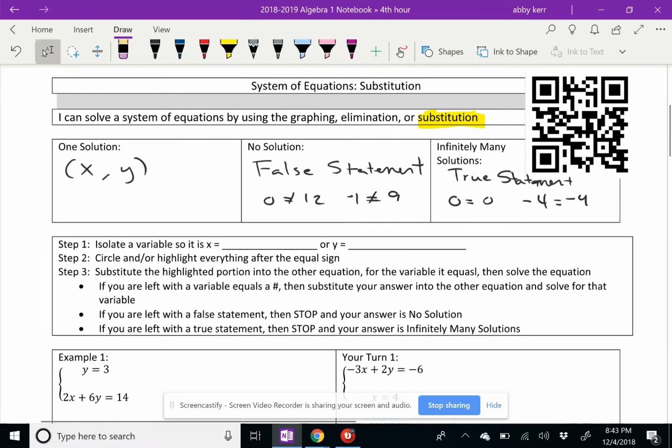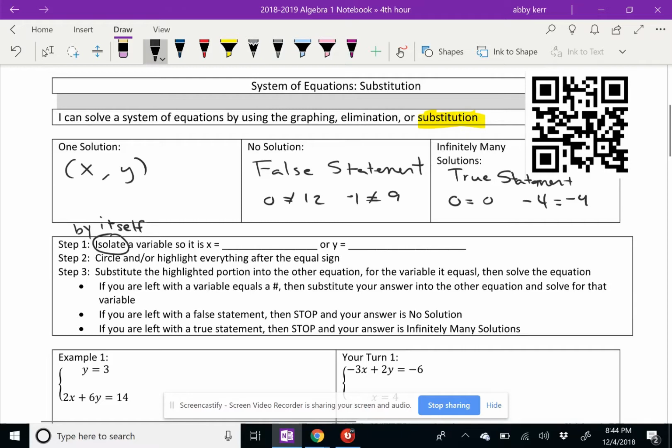Now there are 3 easy steps. First, you want to make sure that the variable is isolated. Please recall that isolated means by itself. So in this case, it could be x equals a number, or y equals a number, or x equals several terms, y equals several terms. Whatever it is equal to, that is what you're going to substitute in.